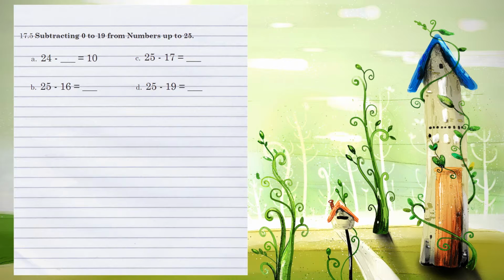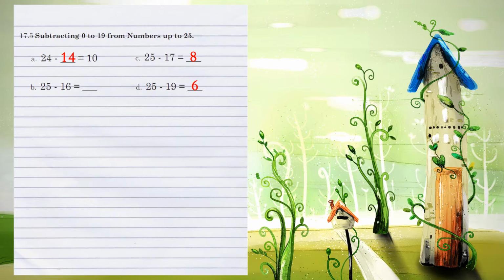Unit 17.5, subtracting 0 to 19 from numbers up to 25. Example A, 24 minus what number equals 10? Well, let's look at the ones column. 4 minus what number equals 0? We'd have to take 4 away to equal 0. 2 minus what number would equal 1? We'd have to take 1 away. So altogether, we're subtracting 14.